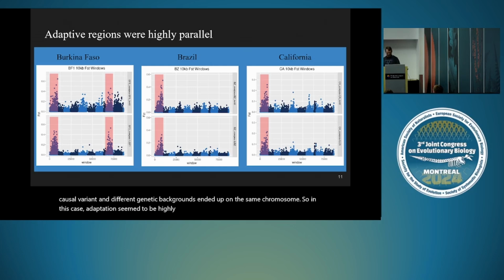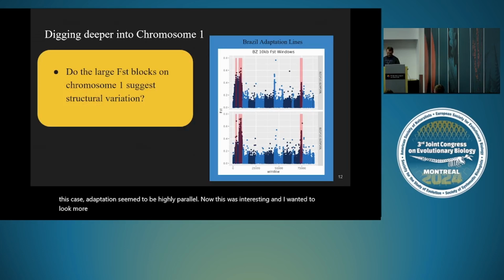Now this was interesting, and I wanted to look more closely into what was going on. And so I focused my efforts on chromosome 1. The first thing that I noticed, again, is this huge block of FST. It's a 110 megabase chromosome. The entire thing seems to light up in some of our populations. And so the first thing I thought was maybe structural variation, right? Is there some large structural variant that might be driving adaptation?